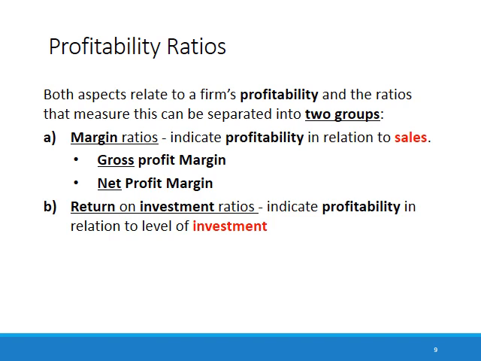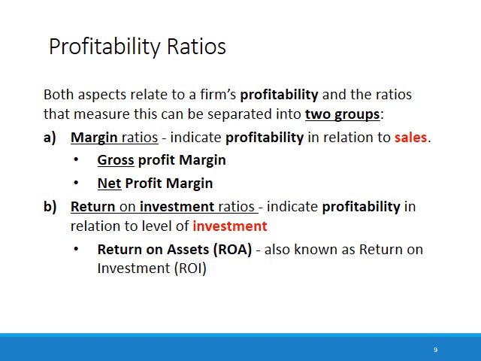For the other group, it is return on investment ratios. This indicates profitability in relation to the level of investment. So there are 2 differences. One is in relation to sales. The other one is in relation to investments. The ratio covered here is return on assets, in short ROA, also known as return on investment, ROI.